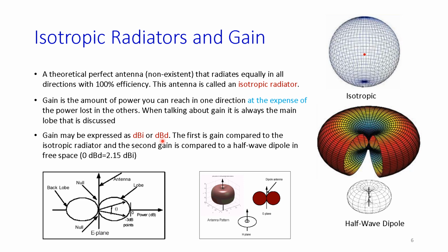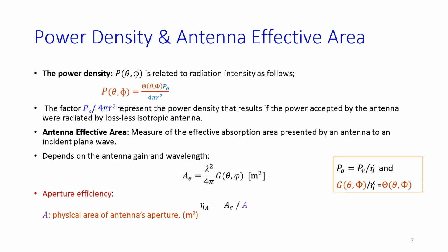We have dB, which is a unitless ratio. We have dBi relative to the isotropic, and we have dBd relative to the dipole. Remember, they are not the same because there is some directivity here. So 0 dBd is equivalent to 2.15 dBi. You can read more about that. I'm just here to share with you the basic terminology.